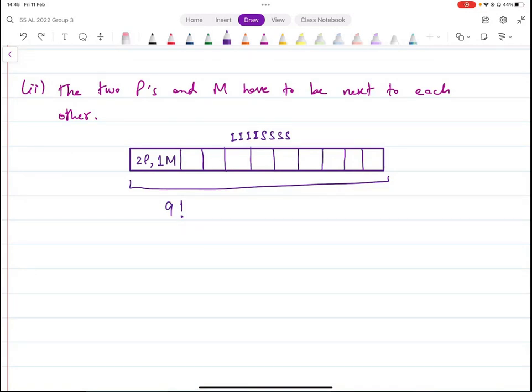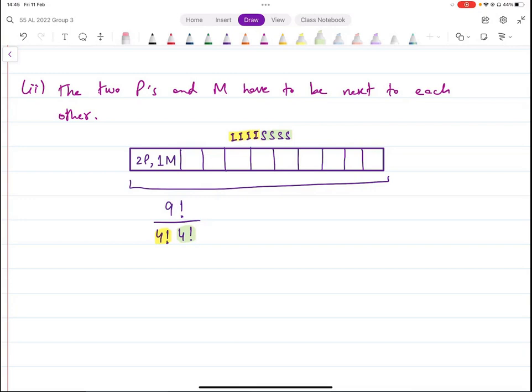But now 4 of them are identical and another 4 of them are identical. So what we do is we divide it by 4 factorial and we also divide it by another 4 factorial. One time because of those I's जो identical थे and another time because of those S's that were identical. Is this point clear to everyone?